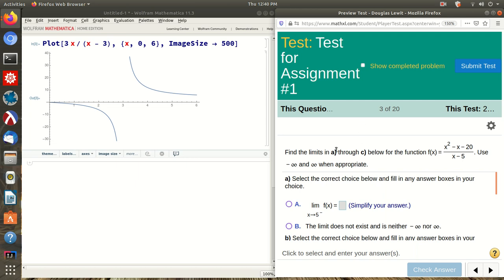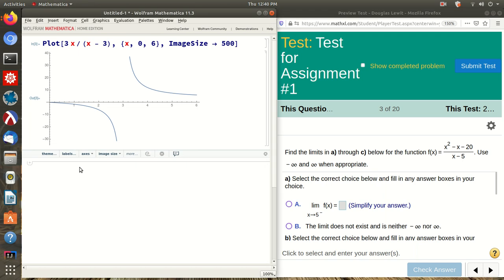For question number 3, find the limits in a through c below for the function f of x equals x squared minus x minus 20 divided by x minus 5. Use negative infinity and positive infinity when appropriate. Select the correct choice below and fill in any answer boxes in your choice. Now, first of all, if I'm looking at a rational function like this, it looks to me like x minus 5 might be a factor of x squared minus x minus 20. So let's see if that's true.